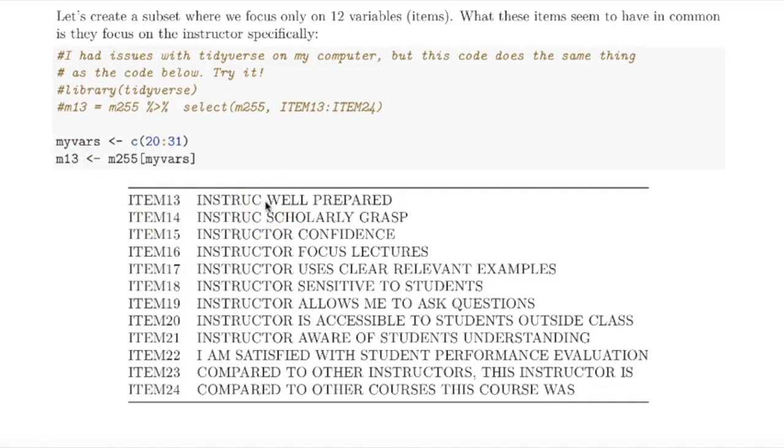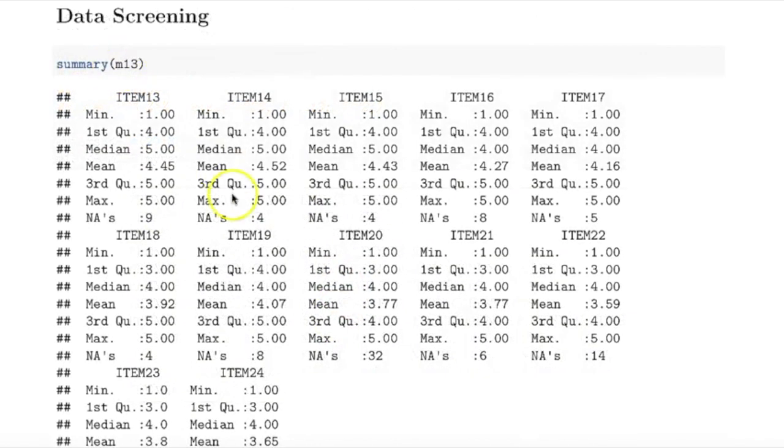Here I have a couple of sample items: instructor was well prepared, was confident, was sensitive to students, etc. Then I went ahead and used the summary function to explore my data, and I can see I have a lot of NAs.